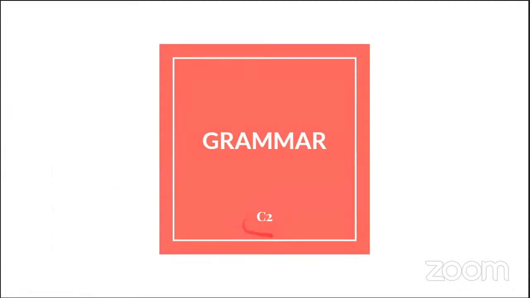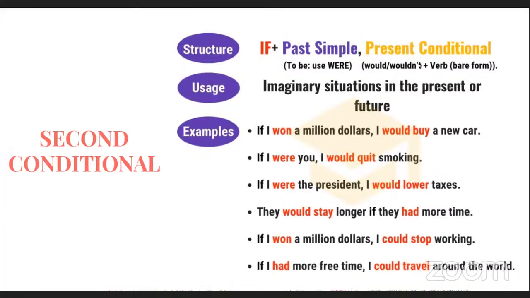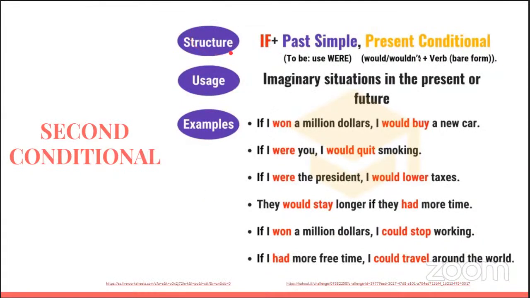Well, what are we going to be reviewing in grammar in this unit 2? It's the use of the second conditional. And well, we are going to be reviewing the structure, the usage, as well as some examples with the structure applied. Here we have: how do we form the second conditional? We need to have the if clause followed by the past simple and the present conditional. And as we know, for the past simple, we are going to be using the verb to be in the past. And for the present conditional, we are going to be using would or wouldn't followed by the verb in the base form.